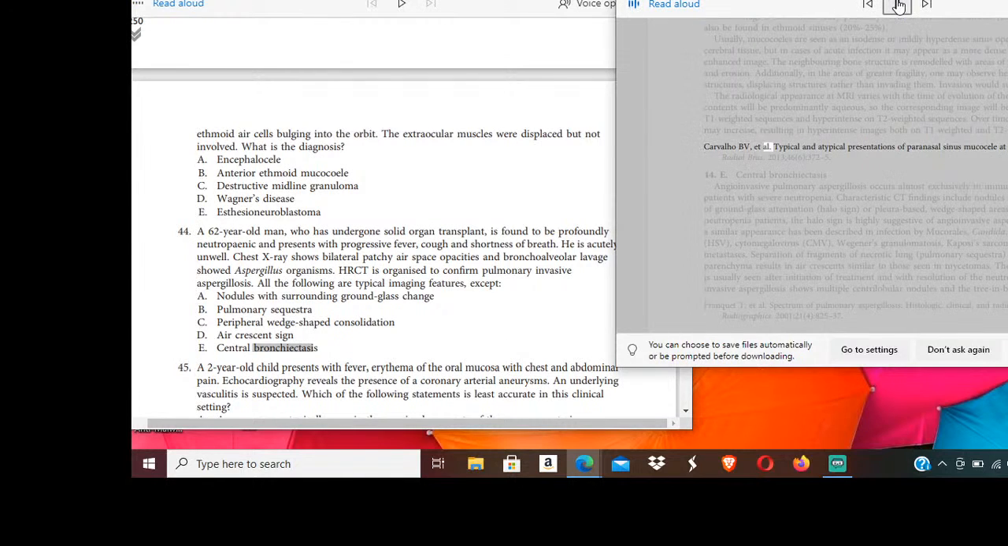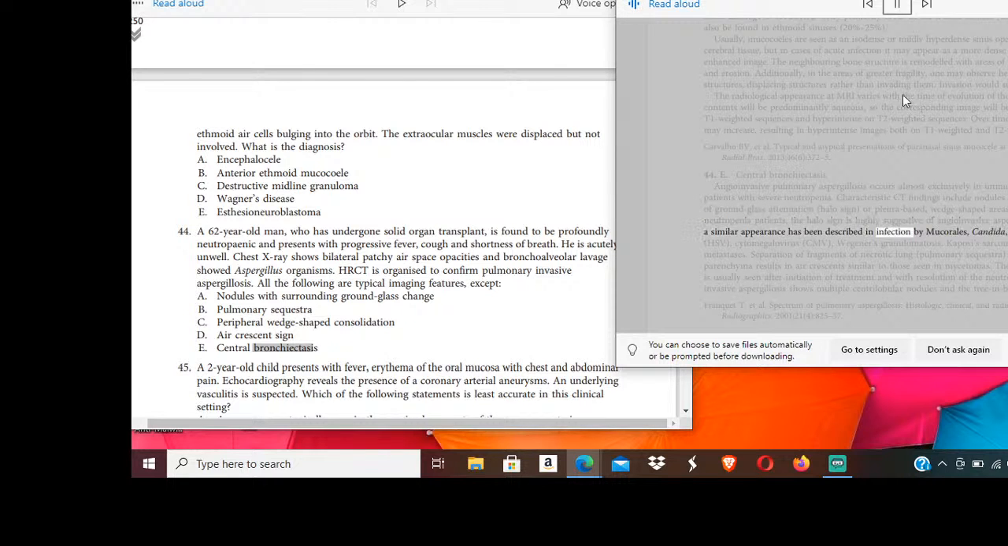Carvalho BV, et al. Typical and atypical presentations of paranasal sinus mucocele at computed tomography. Radiol Bras. 2013, 46:63-725. 44. E. Central bronchiectasis. Angioinvasive pulmonary aspergillosis occurs almost exclusively in immunocompromised patients with severe neutropenia. Characteristic CT findings include nodules surrounded by a halo of ground glass attenuation, halo sign, or pleural-based, wedge-shaped areas of consolidation. In neutropenic patients, the halo sign is highly suggestive of angioinvasive aspergillosis.